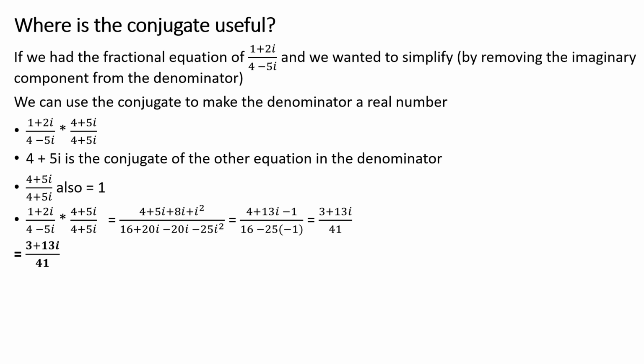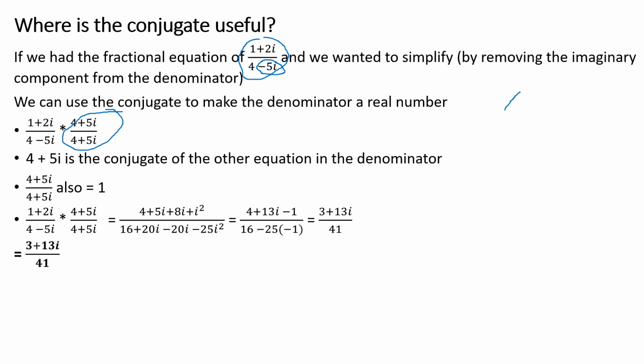And here I've got a fractional equation, (1 + 2i) over (4 - 5i). I do not like that imaginary component in the denominator. So it's 4 minus 5i. What's the conjugate of 4 minus 5i? 4 plus 5i.